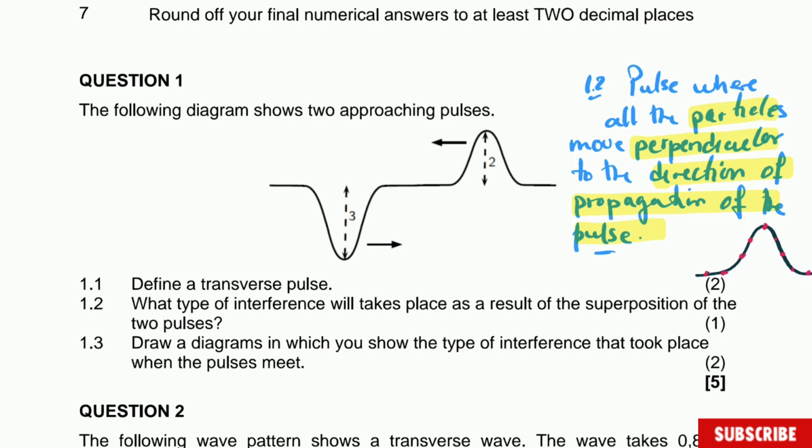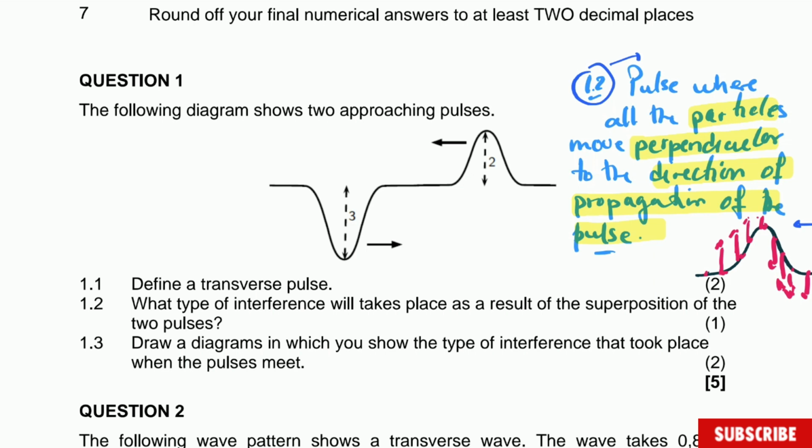Let's say these are particles in the medium, and all of those particles are going to move perpendicular. For instance, this pulse is moving to the left, so the particles are going to move in this direction, up and down, but the pulse itself is moving in the perpendicular direction. So this is what we mean by a transverse pulse.